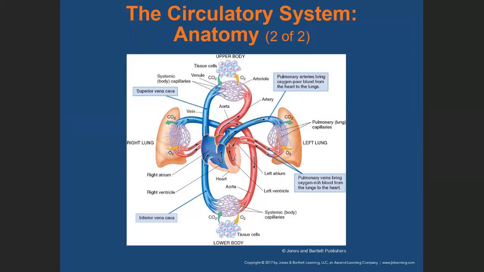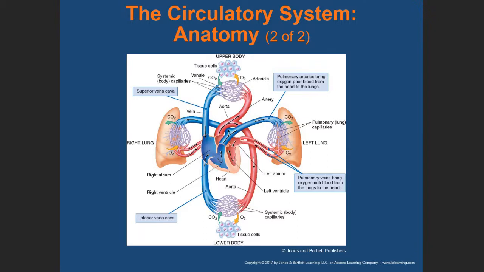So you have valves inside of the heart and valves within the pulmonary artery and aorta. Whenever these valves open and close, this is what we are listening to when we listen to a patient's heartbeat. The opening and closing of the valves.